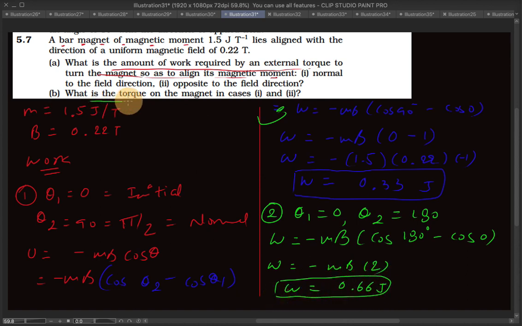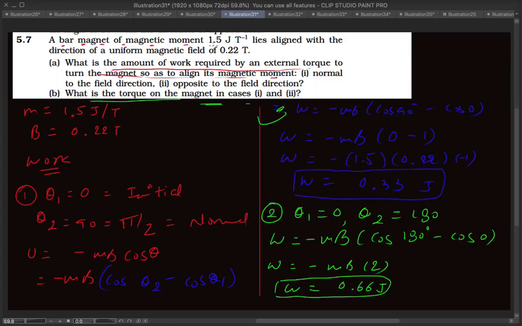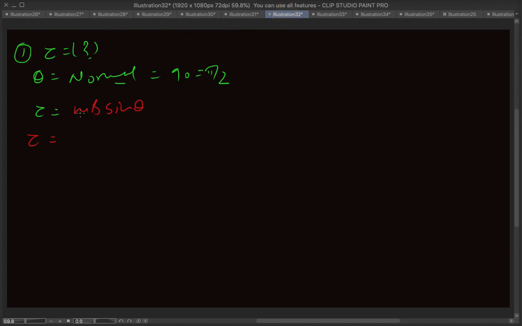Next thing is, what is the torque on the magnetic moment in case 1 and 2? First of all, we have to find it out. Torque is what? First of all, theta, which is called the normal, so I can just use that normal, that is 90 degrees, or you can say pi by 2. So my value of torque is equal to mB sine theta. My values of m and B are 1.5 and 0.22, and sine 90 is 1. So I can have my answer equal to 0.33 joule.